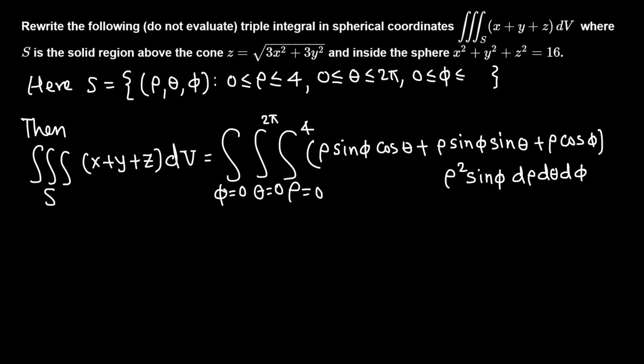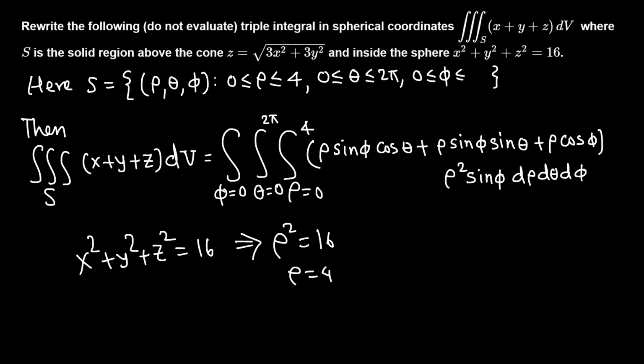Here we need to rewrite this triple integral using spherical coordinates, because the solid under consideration is above the cone and inside the sphere x squared plus y squared plus z squared equals 16. We know that x squared plus y squared plus z squared is rho squared. So this sphere is the same as rho squared equals 16, and rho is a non-negative number, so rho is 4.